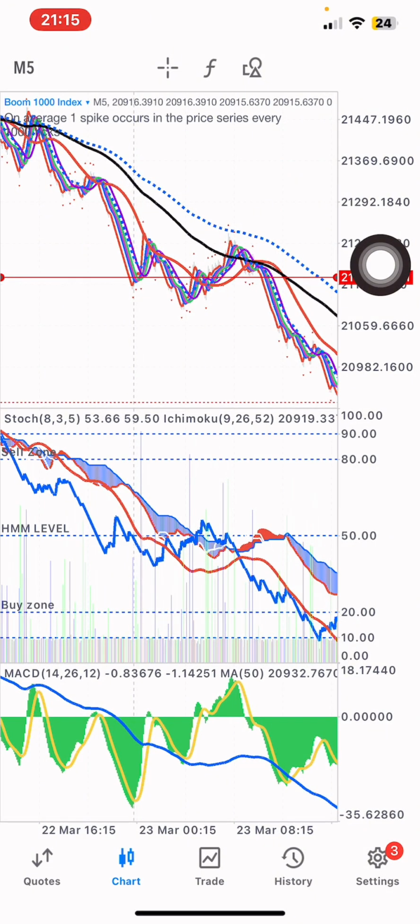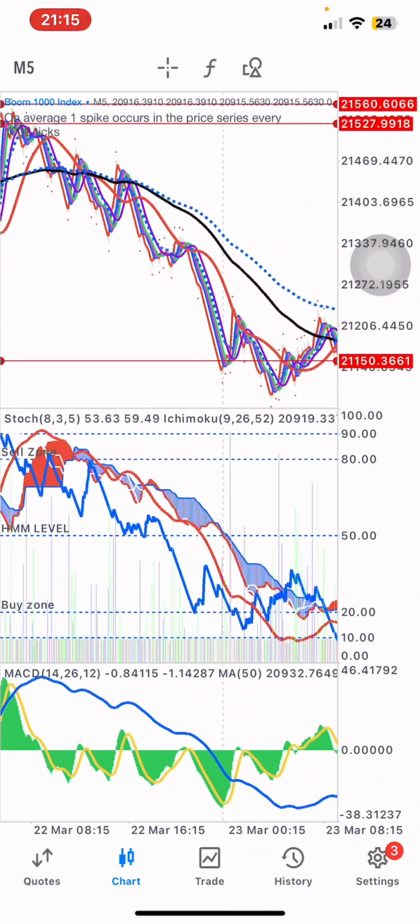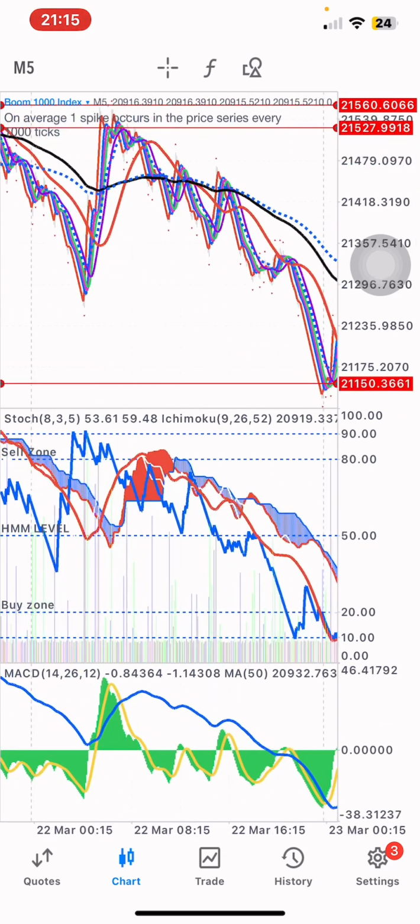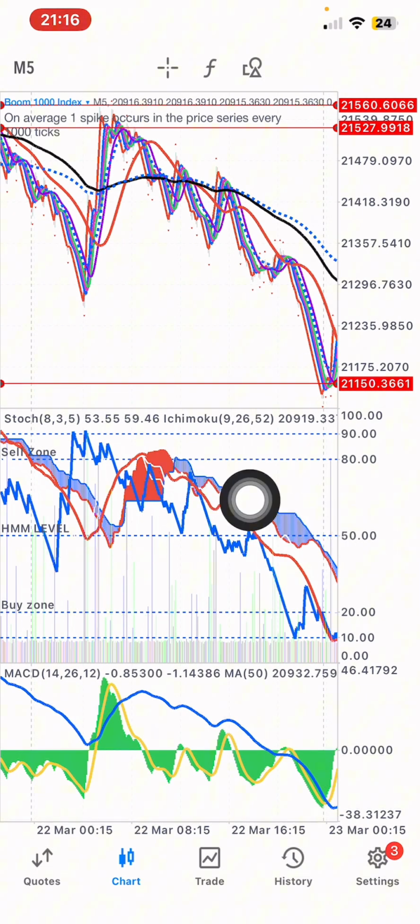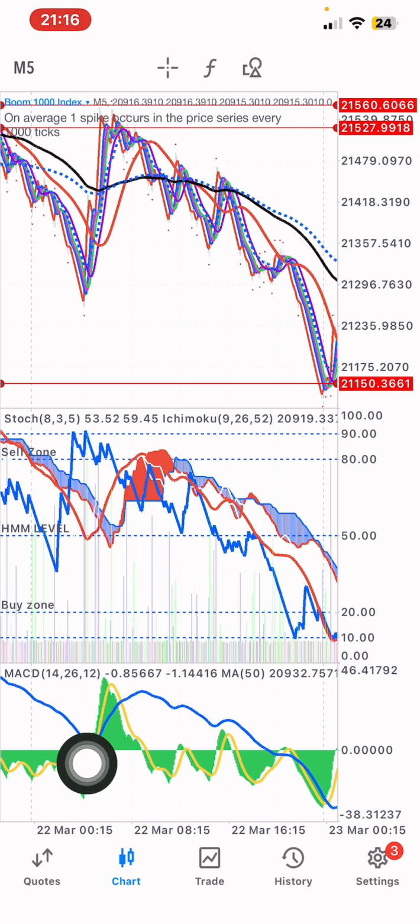This is the current state of the Boom 1000 index right now. Look, this is what is happening. You see? So as I told you, somebody that enters from here, you should be conveniently and confidently trading your ticks. But I also want you to get a confirmation from the first window indicator and get a confirmation from the second window indicator.